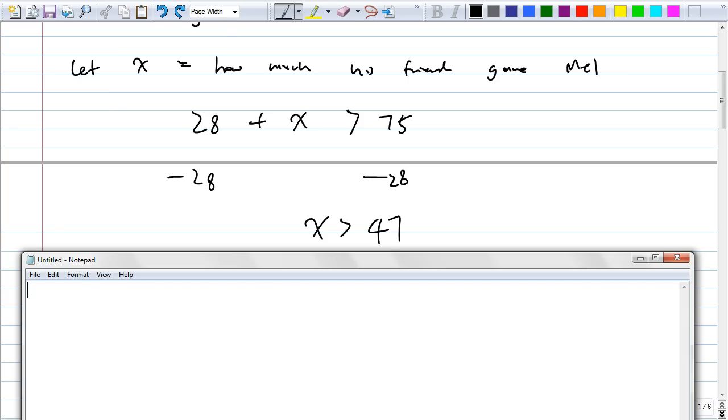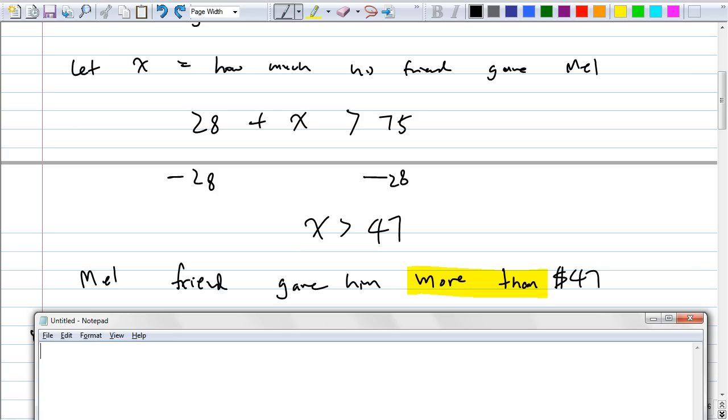Good. Do you think I could get rid of that more than part? Could I just say Mel's friend gave him $47? Oh, no. How do we know that it's more than $47? Because x is greater than 47. That's correct, because at the end, when you solve for it, the inequality says x now is greater than 47.